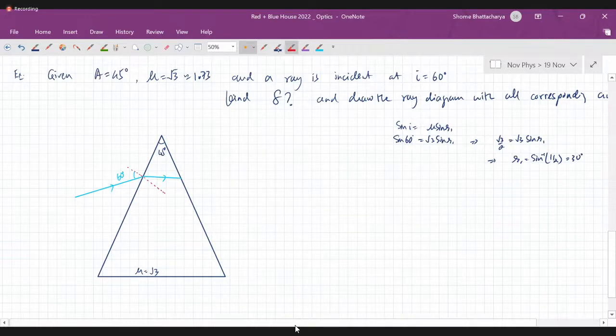And also we can see that the first refraction results in a deviation of 15 degrees. Now we come to the second refraction. So when we drop a normal here, we'll see that the angle of incidence will become 15 degrees. So this angle of incidence here will become 15 degrees.